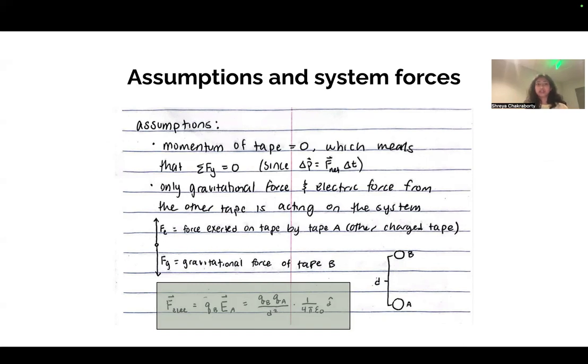First, I made some assumptions. Because the momentum of the tape was zero, I realized that the force of gravity counteracts the electric force caused by the other charged tape, so that there's a balance and the net force on this system is zero. And then I made this free body diagram here. This is the distance between the two charged tapes, where B is the one that's the system, and it has forces due to A. And then I basically set the force of gravity equal to the electric force.